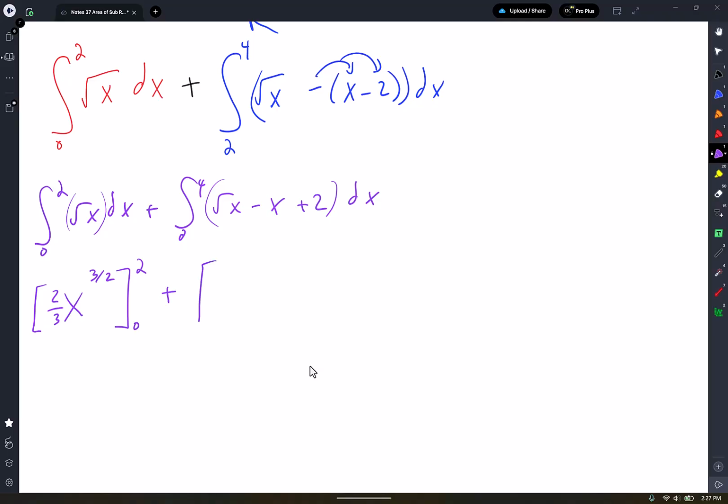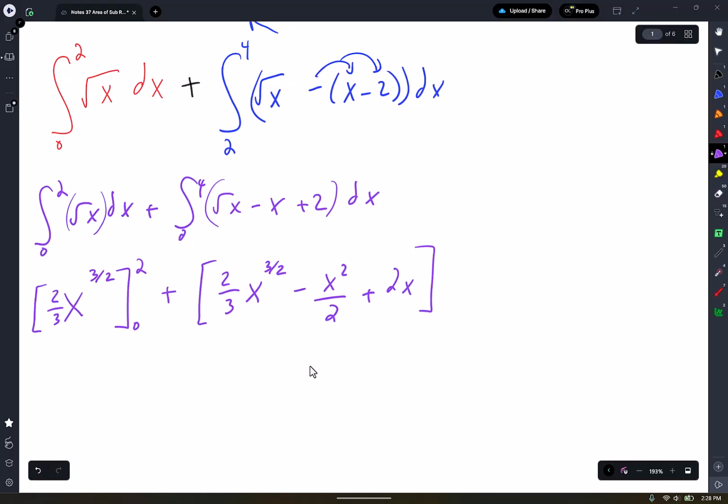Plus, bracket again. Antiderivative of square root of x, again, is 2/3 x to the 3/2. Antiderivative of x is x squared over 2. And antiderivative of 2 is 2x, bracket, 2 in the bottom. That's a 2. Sorry, I just couldn't read my handwriting. That's a 2, and the top is a 4. You're done with calculus. Now we're just doing arithmetic.